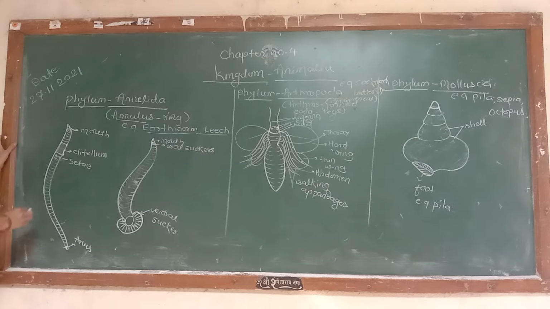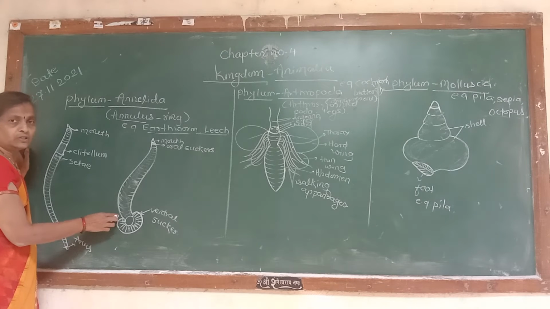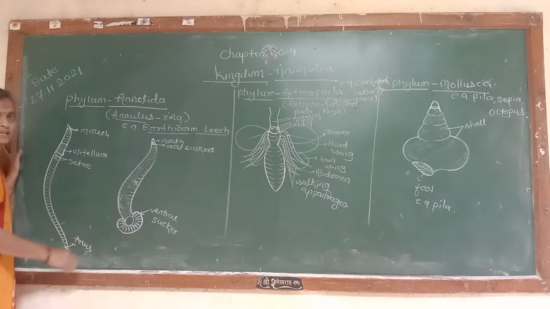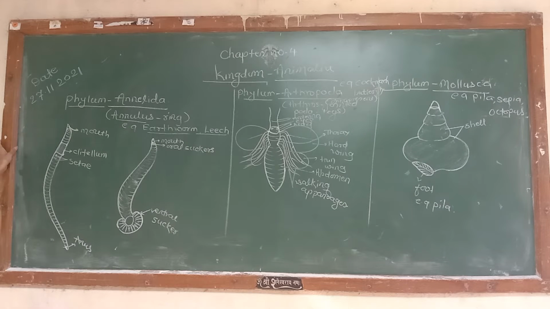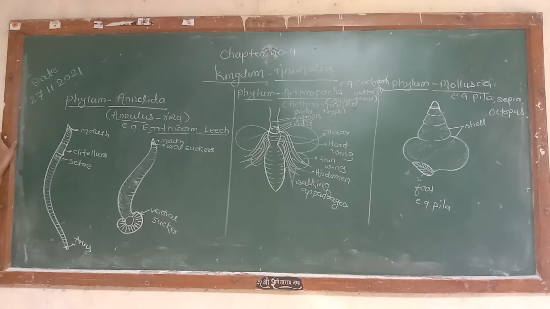The animals are found on land, or here the habitat of these animals, they are mostly living in moist places. Some examples like leech are found on the external body surface of the host and hence they are ectoparasitic. So examples in this Annelida, the earthworm and leech, are found in moist places as well as on the external body surface of the host.